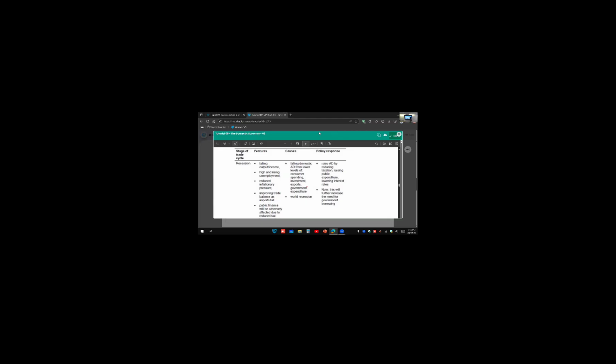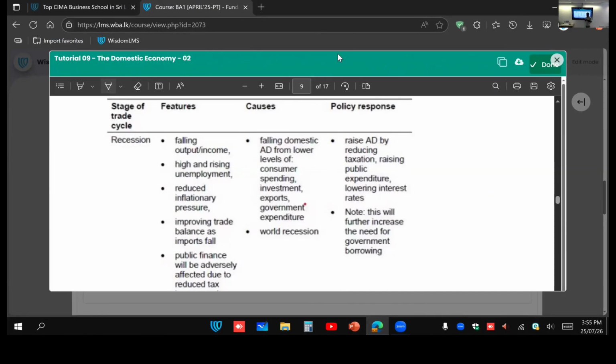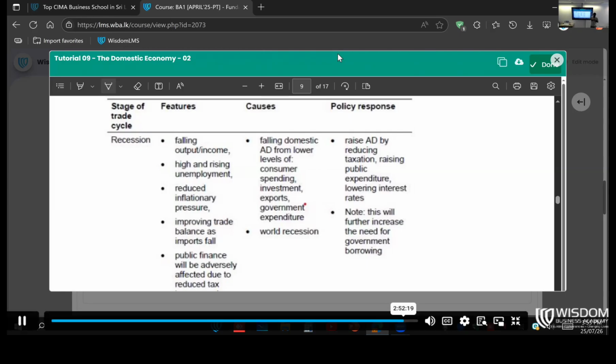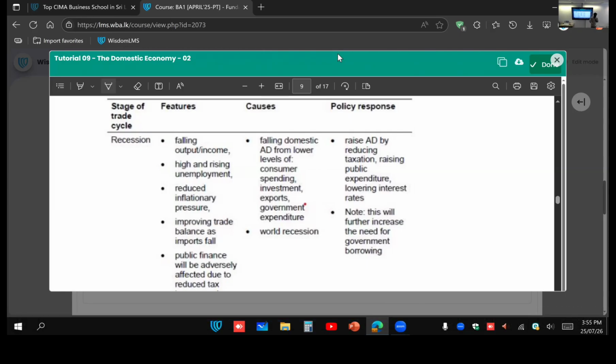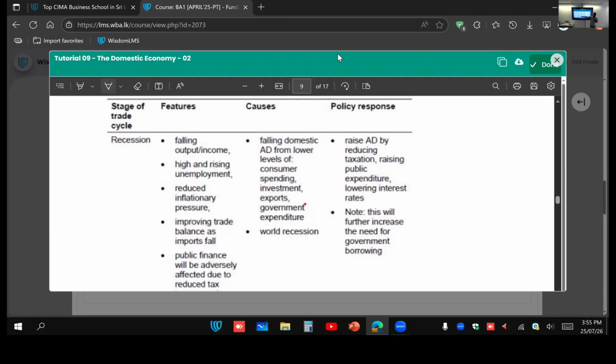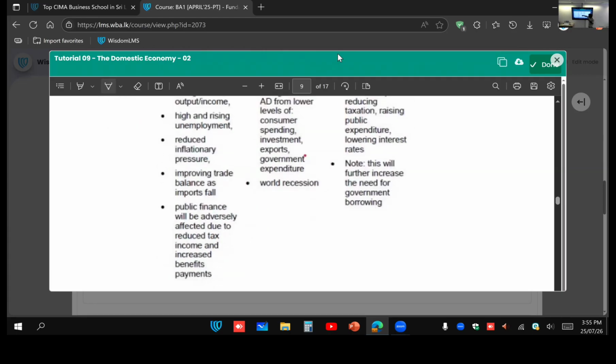So public finance will be adversely affected due to reduced tax, right? So the government can't charge tax also. No, the country is locked down. People don't have goods and services. So you can't go and tax. They will kill the government. Actually, what they did, right?